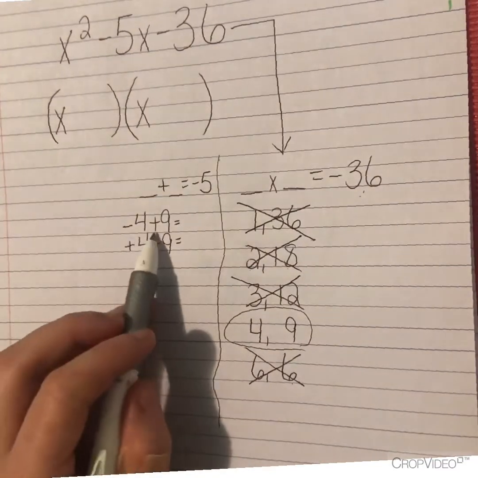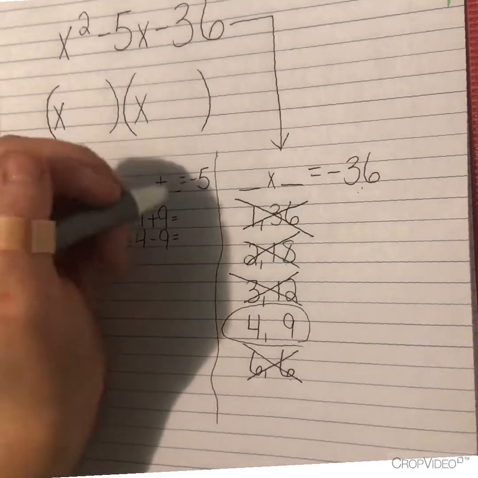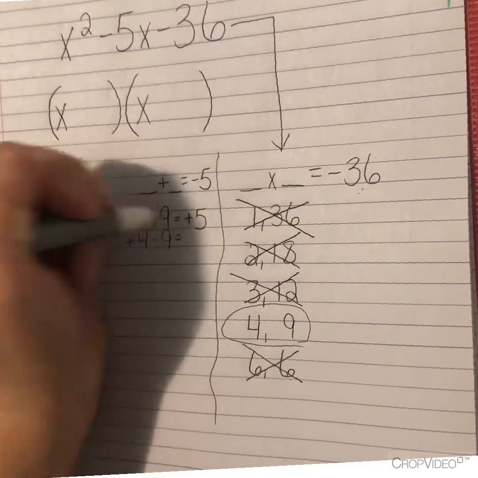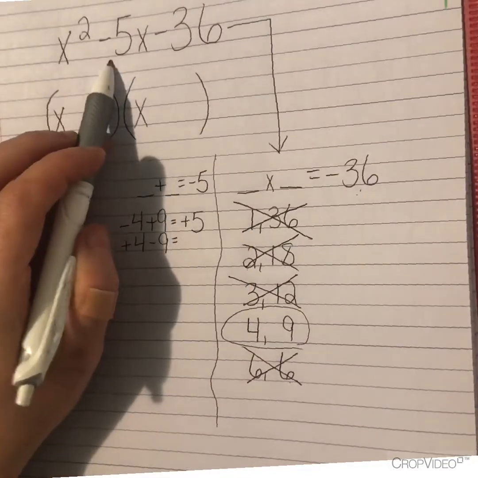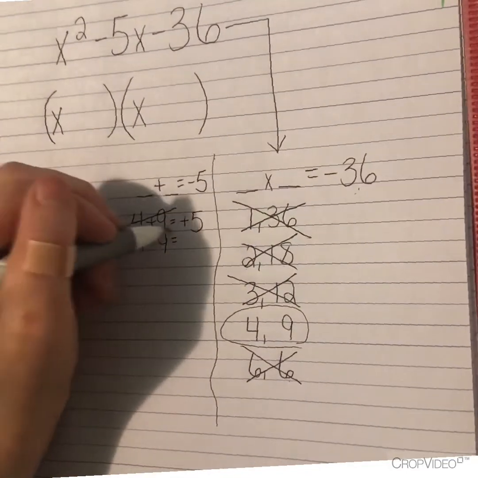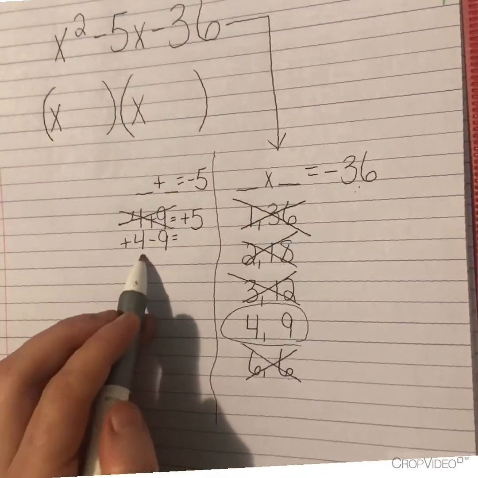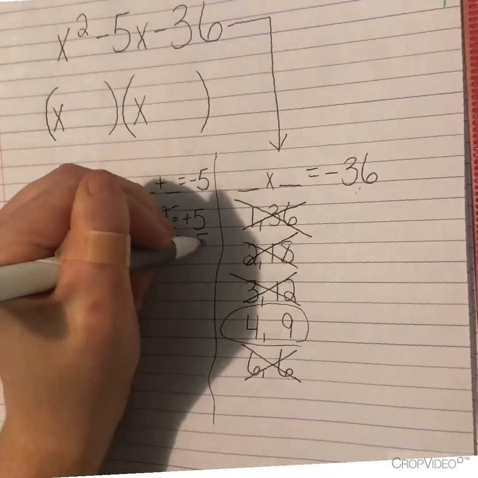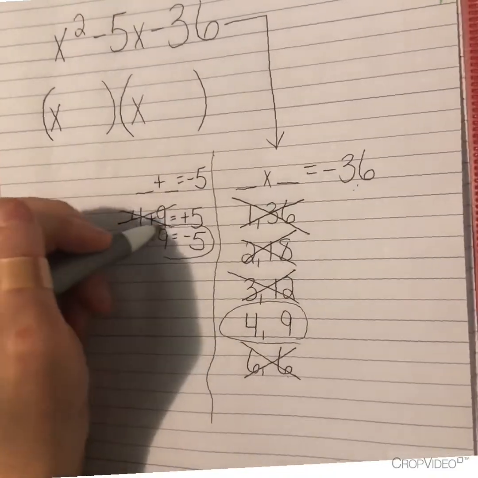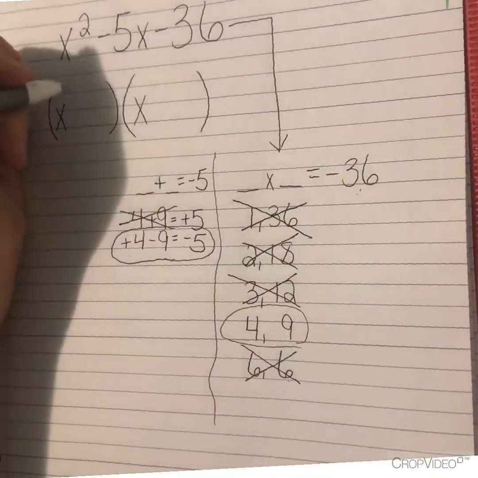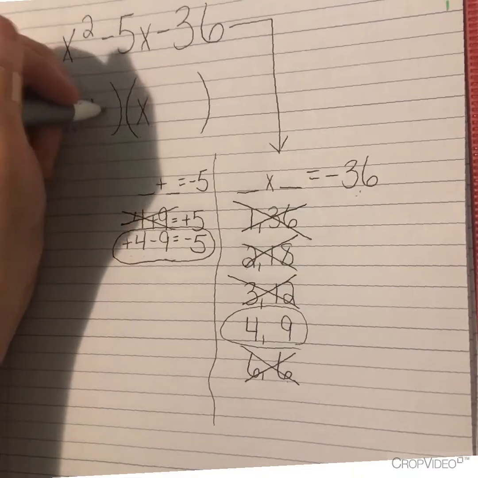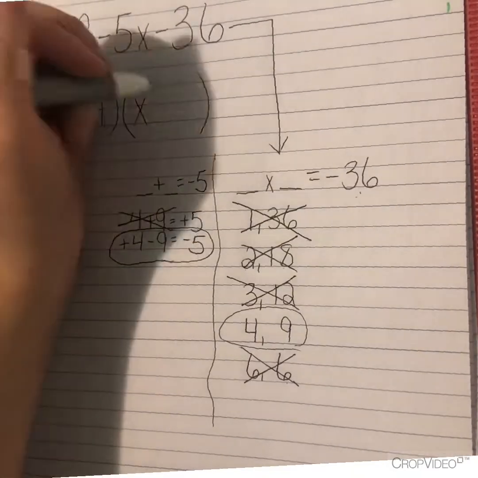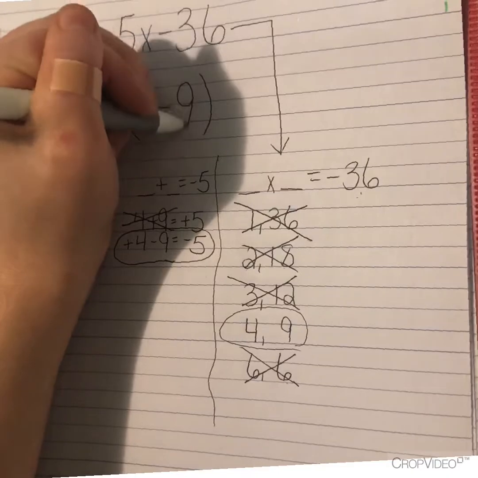So we know negative 4 plus 9 would give us a positive 5, but we're looking for a negative 5, so we cannot use that. Positive 4 minus 9, on the other hand, gives us our negative 5 that we are looking for. So we know that that is the right numbers to pick, positive 4 and negative 9.